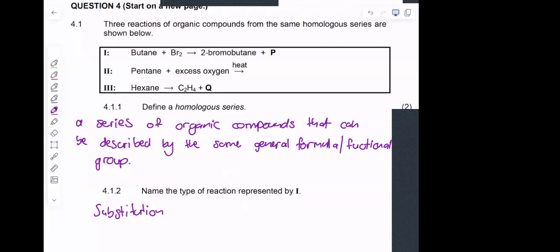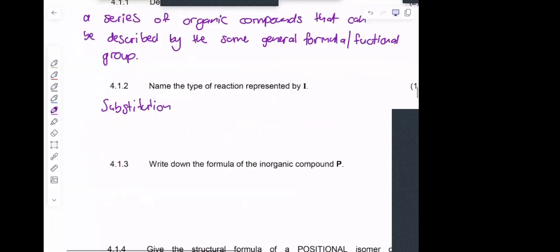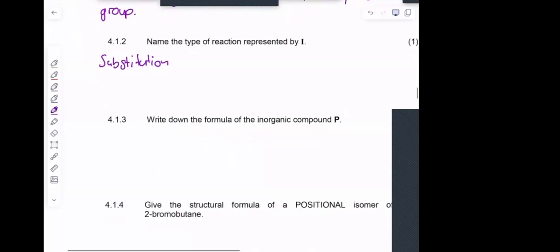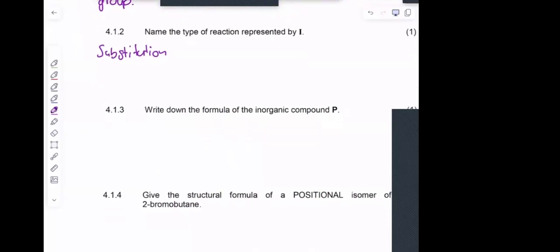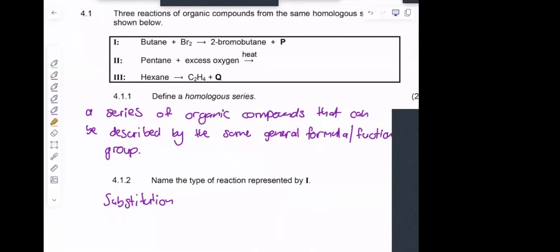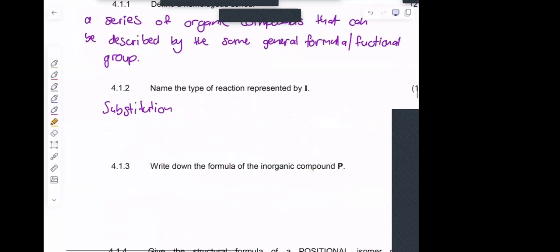Okay. Let's jump down to 4.1.3. Theo, please just give me a shout if there are other questions, and then otherwise I'm going to just move on. 4.1.3 says, write down the formula of the inorganic compound P. Inorganic compound P is a product of reaction 1. Butane plus Br2 will give us 2-bromobutane. Thank you, Tato there. Thanks, Ravana, as well as Bitumelo. HBr is the correct answer.